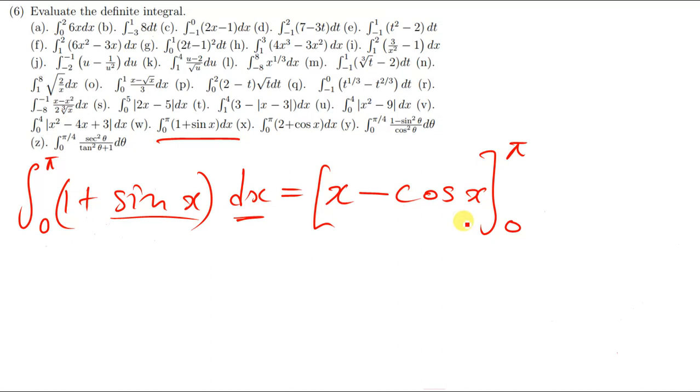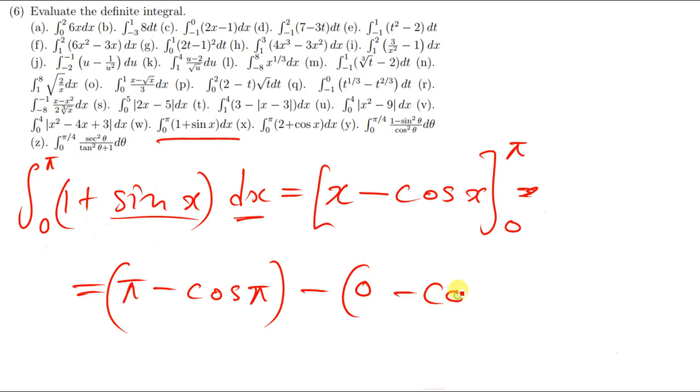What you can do here is straightforward: just replace x with pi. So when we replace x with pi, we're going to have pi minus cos pi. So pi in degrees is simply just 180. And then we say minus, for the lower limit we put 0 where there's x. So we're going to have 0 minus cos 0.